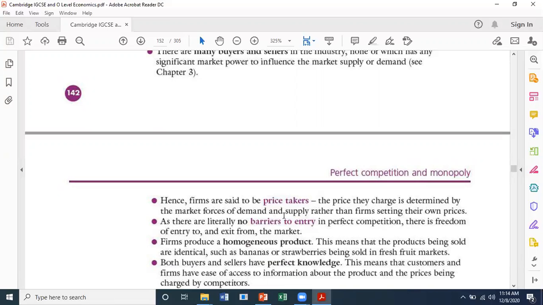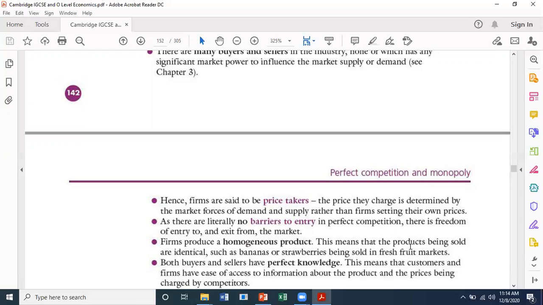As there are literally no barriers to entry in perfect competition, there is freedom of entry to and exit from the market. Anybody can enter, anybody can exit, so there is no stoppage, no barrier, no hurdle. Firms produce homogeneous products.